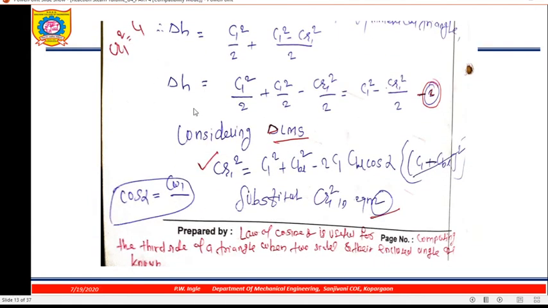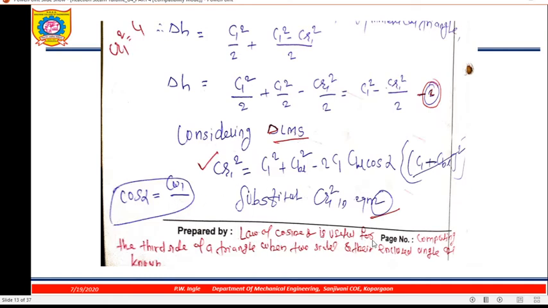So next, delta H equals C1 square by 2 plus (C1 square minus Cr1 square) upon 2. So delta H equals C1 square by 2 plus C1 square by 2 minus Cr1 square by 2. So this half and this half, it is (C1 square minus Cr1 square) by 2. Now considering the angle triangle LMS, apply the cosine law.